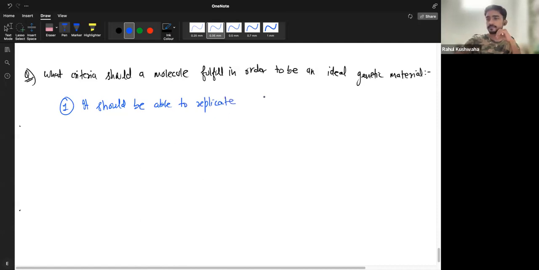Correct? It makes its copies. So the process of replication comes here. Now, do you think proteins can replicate themselves? A protein can replicate and make more proteins. We know that DNA can replicate itself. In the central dogma, DNA can make more DNA. Can protein replicate and make more protein? Think about it.